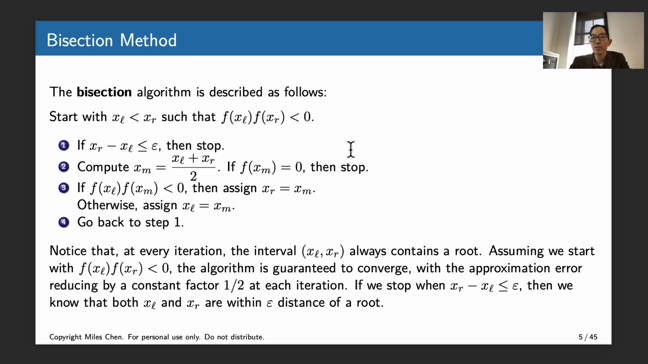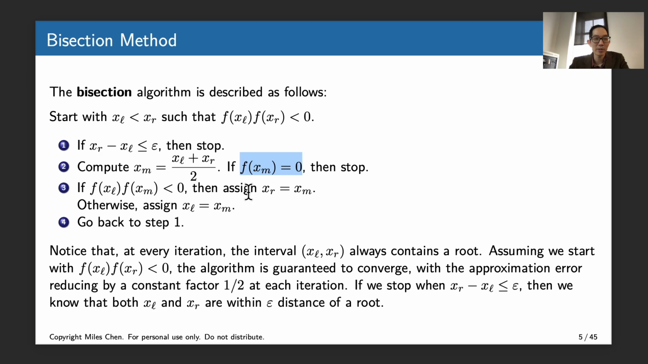So this is our algorithm. You pick a left-hand side, pick a right-hand side, and make sure that they have opposite signs. Then you repeat. If the difference between your left and right hand side is less than the tolerance level, then we quit. Otherwise, we compute the midpoint, the midpoint of the left and right hand side. If that happens to be a root, then quit. That will be your root.